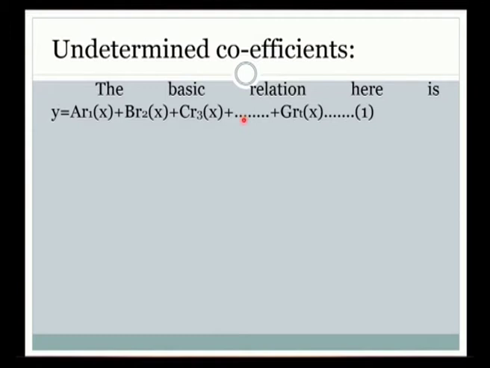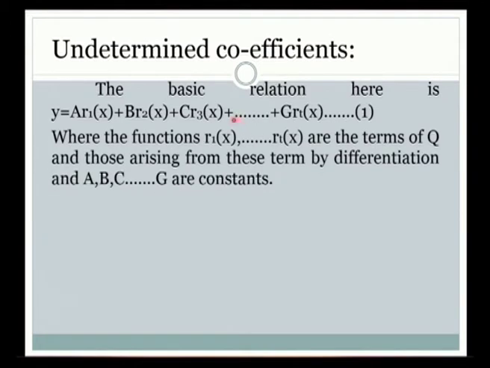The basic relation here is y = a r1(x) + b r2(x) + c r3(x) + etc. + g rt(x). In this basic relation, the functions r1(x) to rt(x) are the terms of Q, and those arising from these terms by differentiation, and a, b, c, etc. g are all constants. So, this is the method of determining the particular integral by undetermined coefficients.